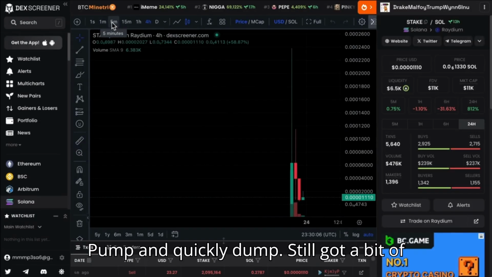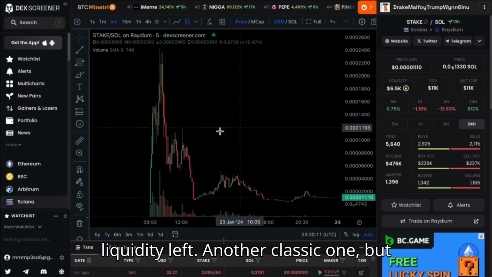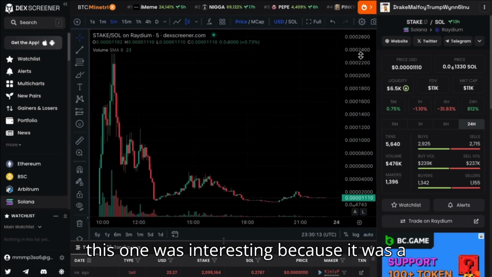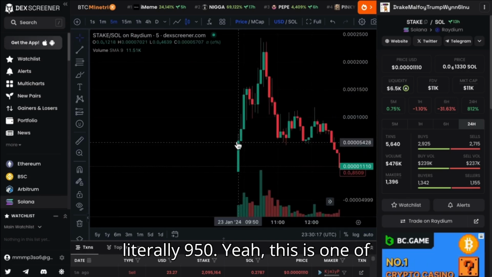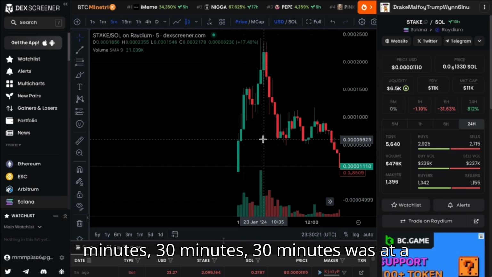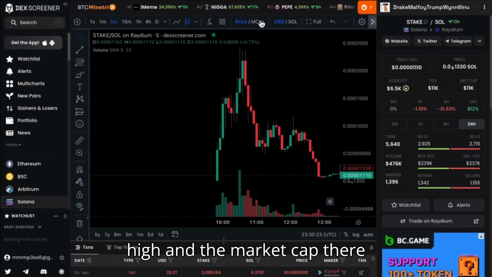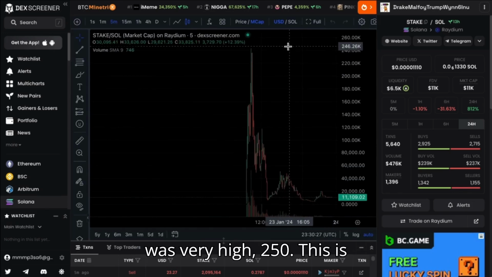Okay, so let's have a look at a couple of the other ones that had launched. Another one, pump and quickly dump. Still got a bit of liquidity left. Another classic one, but this one was interesting because it was a sharper pump and then dump. So this was literally 950. Yeah, this is one of those 20-minute ones. So not even 20 minutes, 30 minutes. 30 minutes it was at a high, and the market cap there was very high, 250.